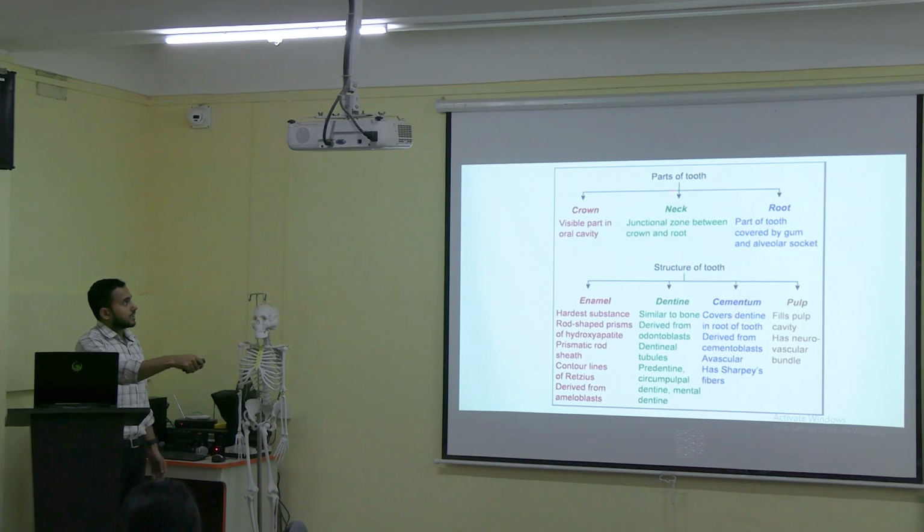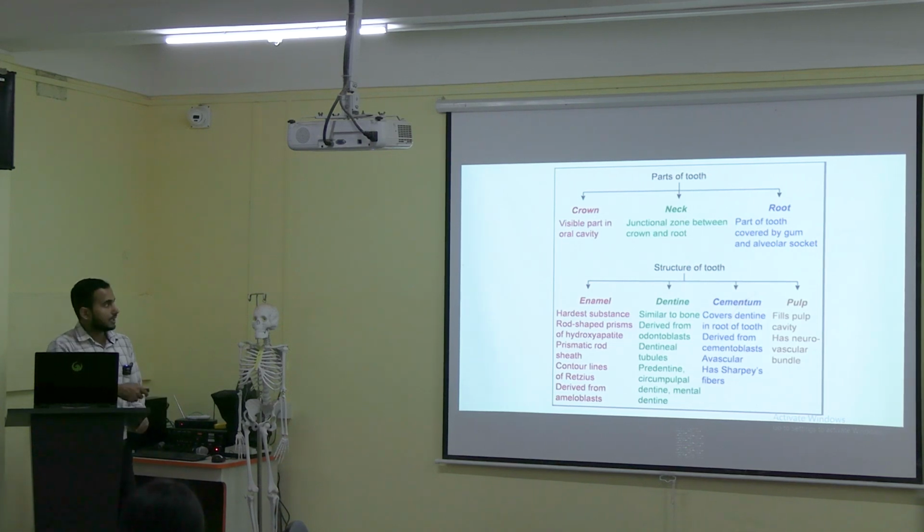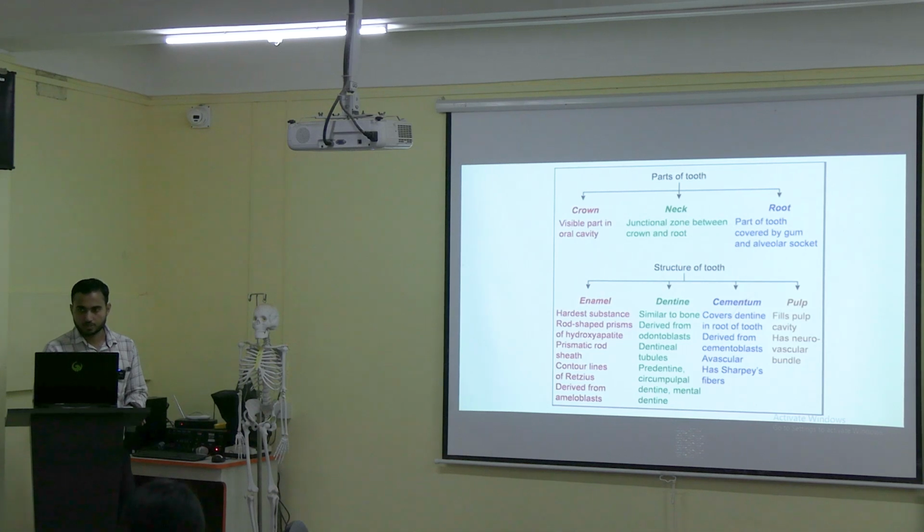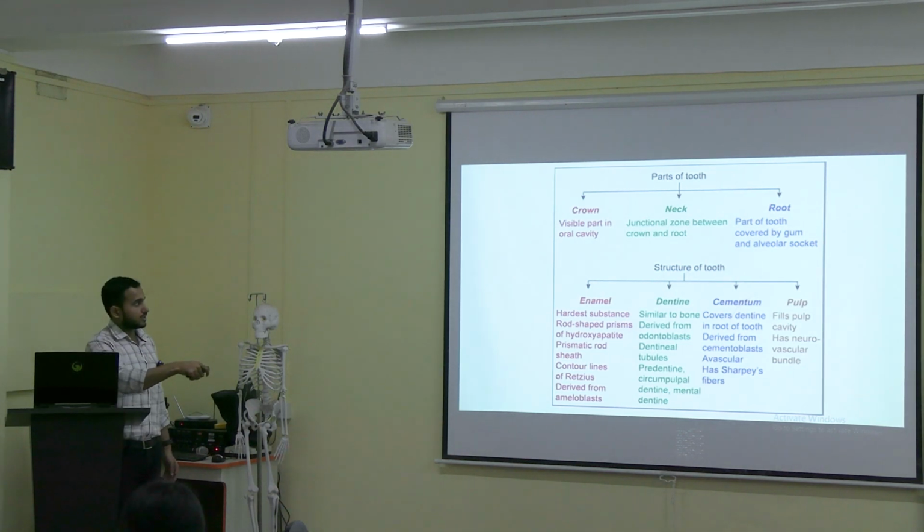Okay, so as you can see, the tooth which I have shown you just now, इसका 3 part होता है. The crown part, which is visible in the oral cavity. Next the neck part and the root part. Root part is the attached part. Just now I have shown you the sockets of the alveolar process where the teeth are attached. So that is the root part.